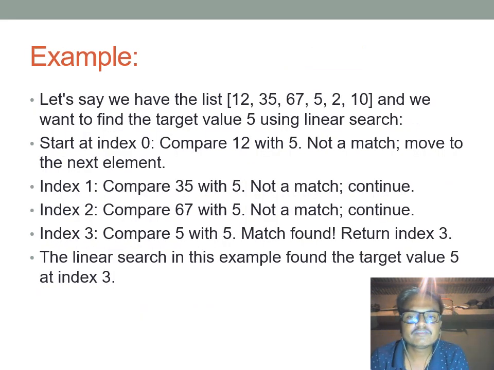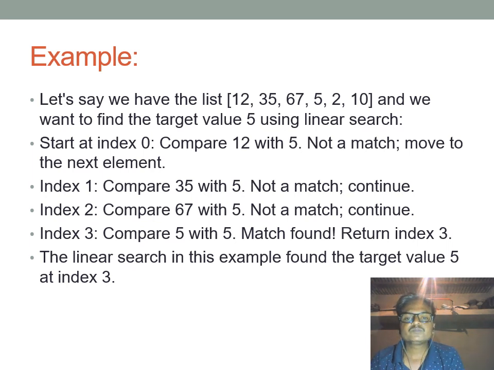Let's take an example of it. Let's say we have a list which is 12, 35, 67, 5, 10, and we want to find the value 5 using linear search. We will start from index 0, in which the element 12 is present. First we will compare 12 with our target value, which is 5. If the match is not found, which means 12 is not equal to 5, then we move to the next element. Then we go to index number 1.